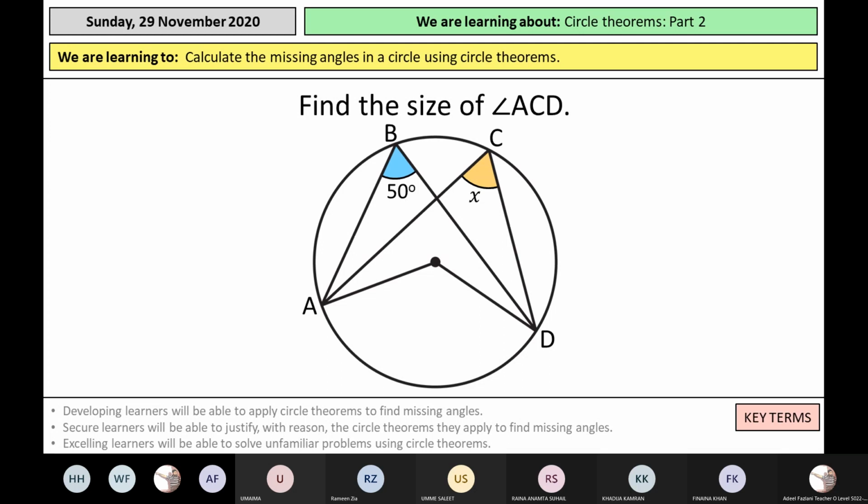Right now, find the size of ACD. ACD. Come on. Sir, it's 50. 50. It's actually 50. All right.